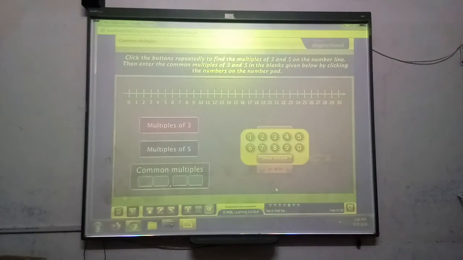Click the buttons repeatedly to find the multiples of 3 and 5 on the number line. Then enter the common multiples of 3 and 5 in the blanks given below by clicking the numbers on the number pad.